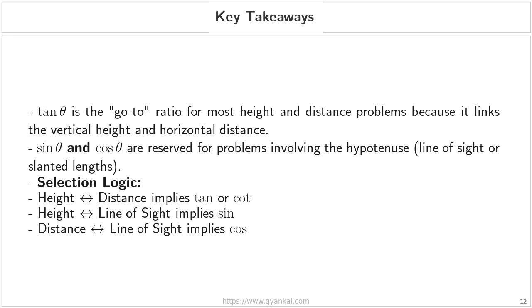If the problem relates height to distance, that implies you should use tangent or cotangent. If the problem relates height to the line of sight, that implies you should use sine. And finally, if the problem relates distance to the line of sight, that implies you should use cosine. If you keep this logic in mind, you'll be able to approach any problem in this chapter with confidence.